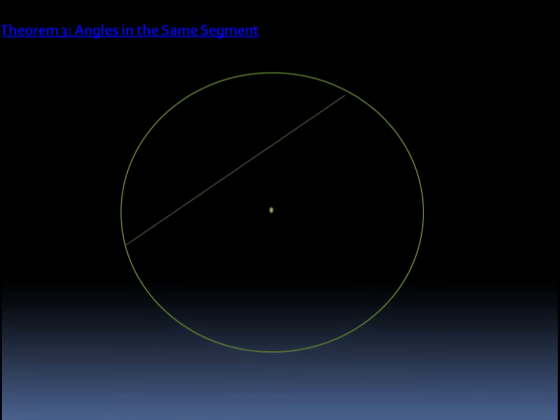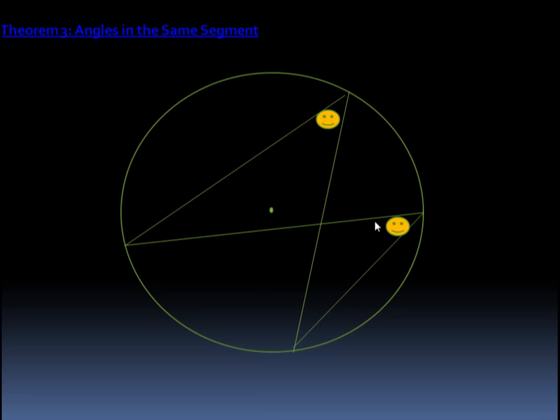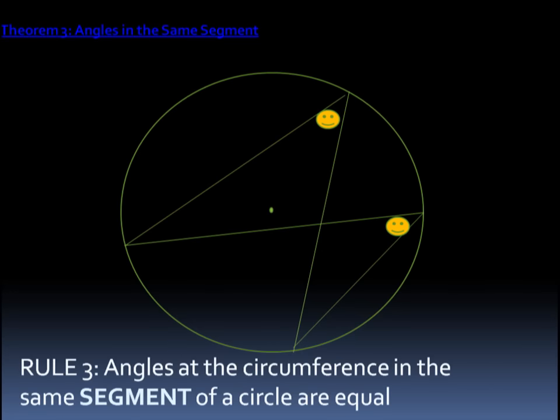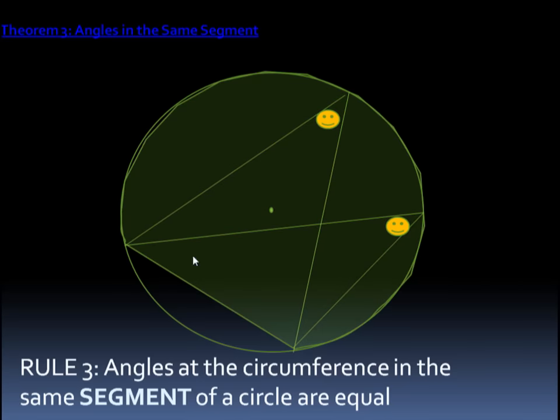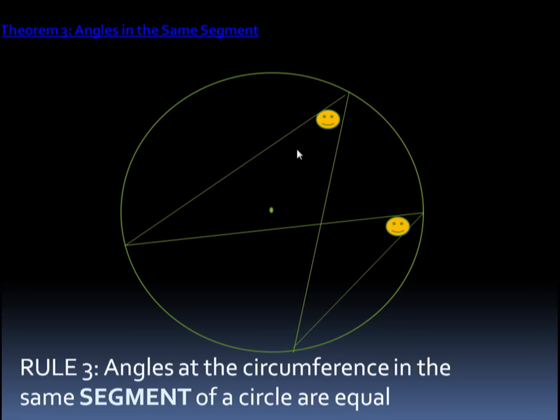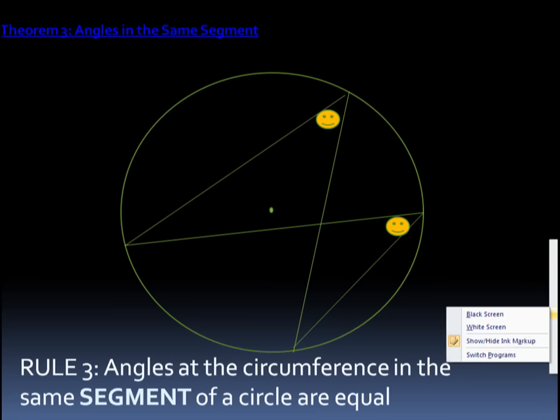Circle theorem 3: angles in the same segment. Now, this angle here and this angle here, what's so special about these two angles? Well, it brings us to circle theorem 3: angles in the circumference in the same segment of a circle are equal. Why is that so? If you look at it, let's go back a little: this angle here is standing on this point and this point. Let me just label those two points quickly.